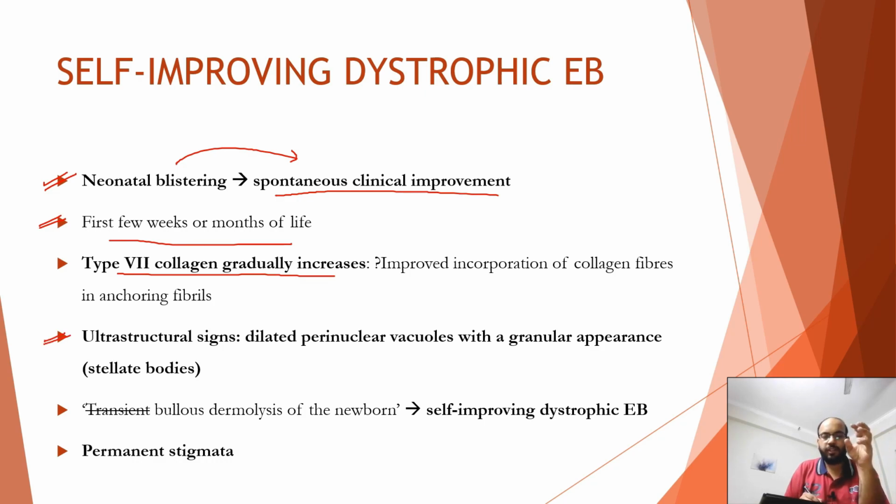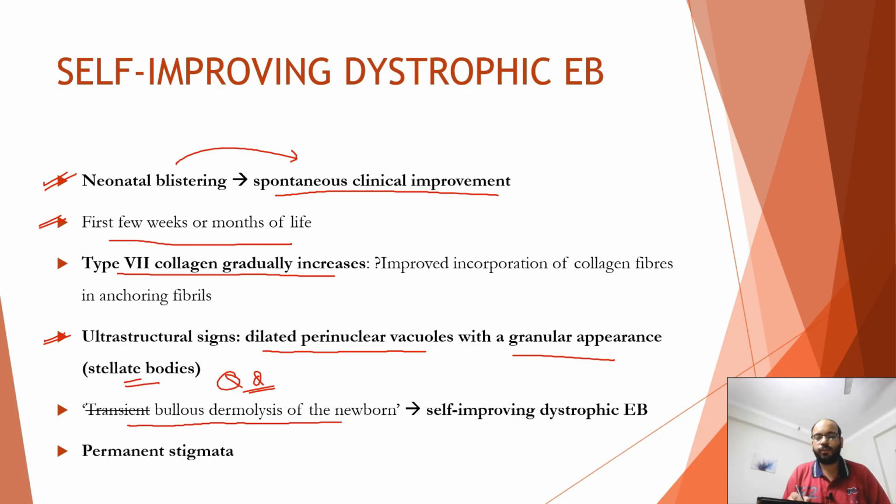Ultrastructural signs, that means on electron microscopy, you see dilated perinuclear vacuoles with a granular appearance, which are known as stellate bodies. This could be a good quiz question. Stellate bodies are seen ultrastructurally, on electron microscopy, in self-improving dystrophic EB. A subtype of self-improving dystrophic EB was initially known as transient bullous dermolysis of the newborn, but with time the word transient was dropped, and now it is known as self-improving dystrophic EB.